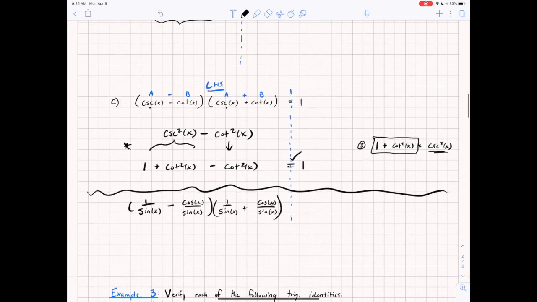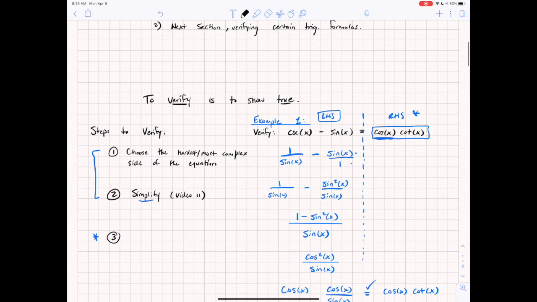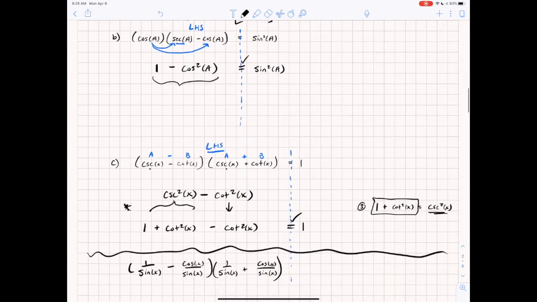But step 3 again, and I'm going to fill this in at the top, is to work with the other side. That's the next step. All right, so that was A.